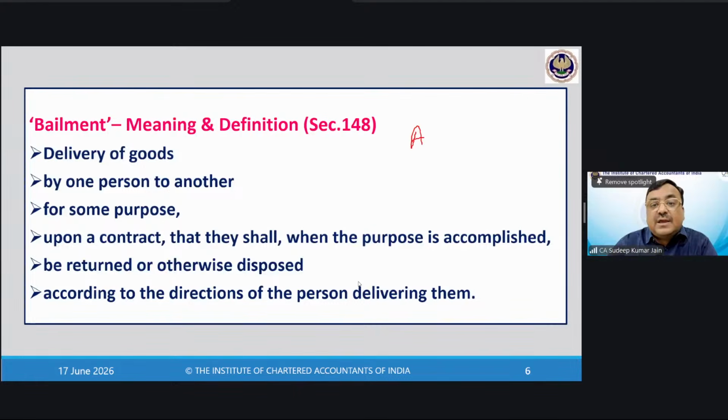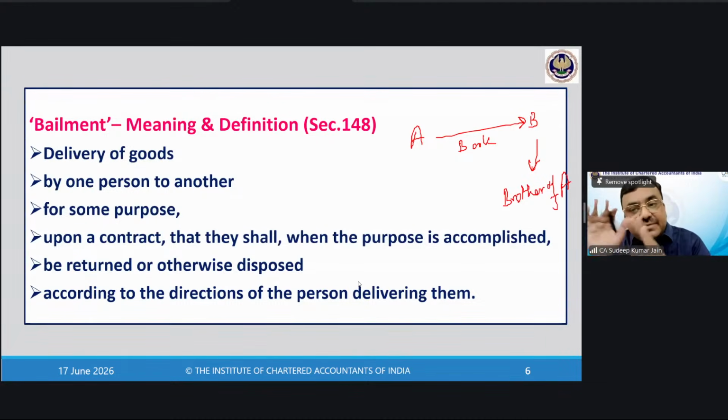Suppose in the previous example of the book, A delivers the book to B for B's study purpose, without any charge, but with the condition that after B's purpose is accomplished, B should return the book not to A, but to the brother of A.